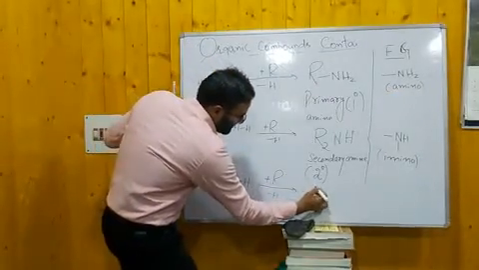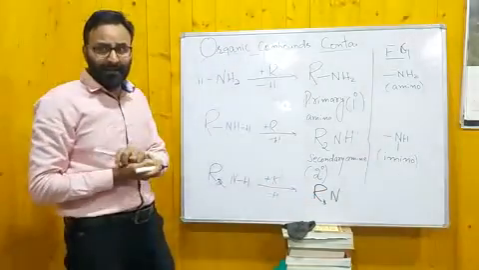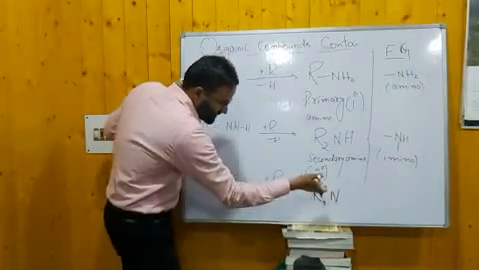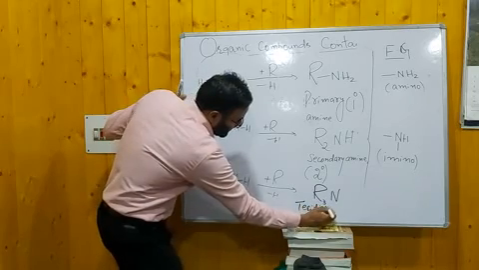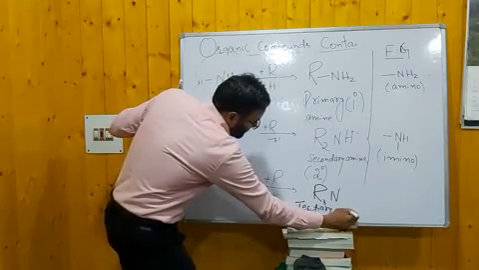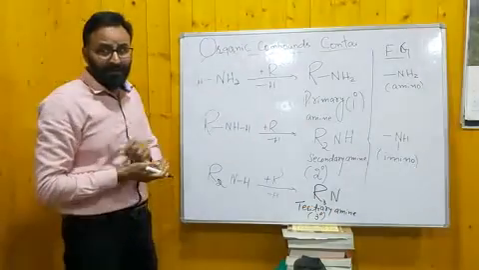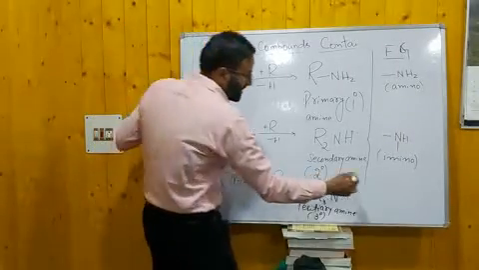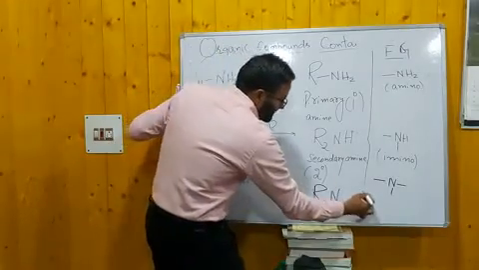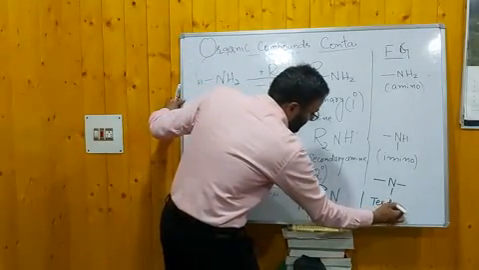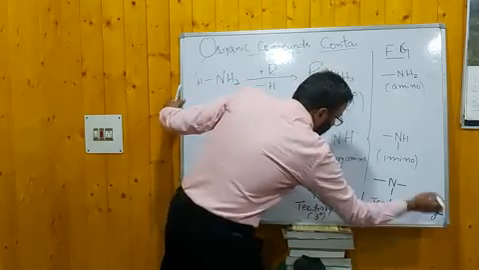That class will be R3N. This type of amine is known as tertiary amine, or you can call it 3 degree amine. And if I tell you the functional group, it is simply N, and this functional group is known as tertiary nitrogen.